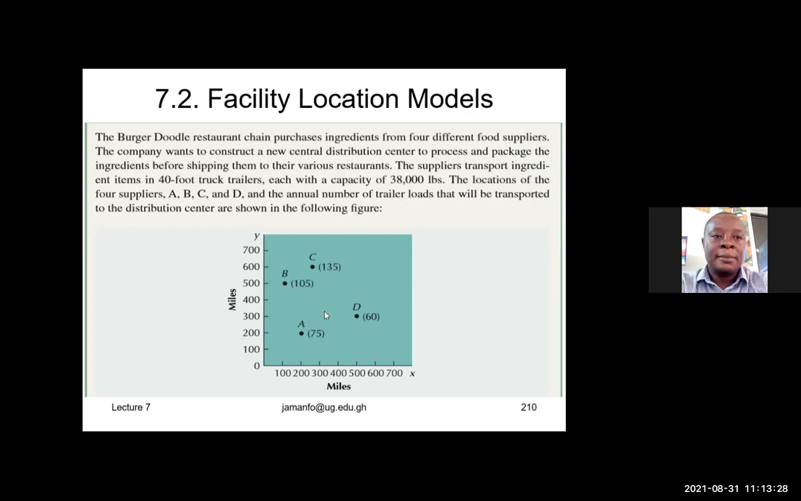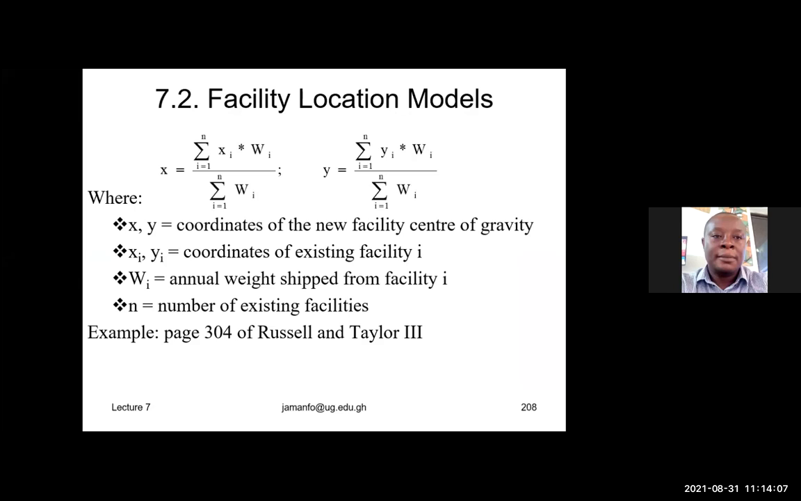So if you site it here at the central location point, this is 75, this is 60. They get close. But look at this. They will have to travel long distances, and the more you are transporting, the more cost you incur. So using the center of gravity technique, we compute a location that will be central relative to the weight of shipments. So let's go to the formula. Write the formula down.